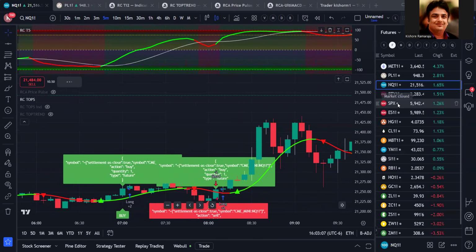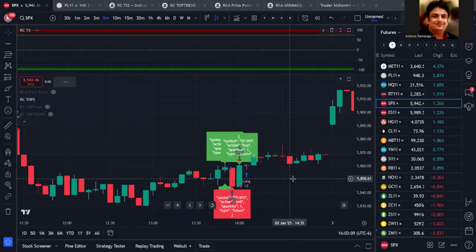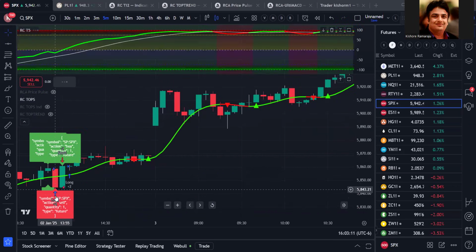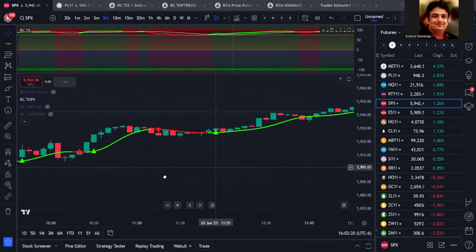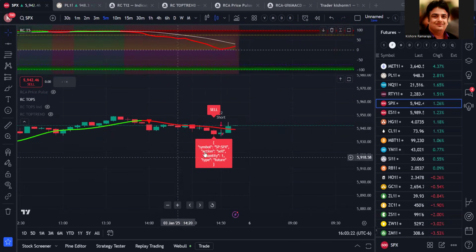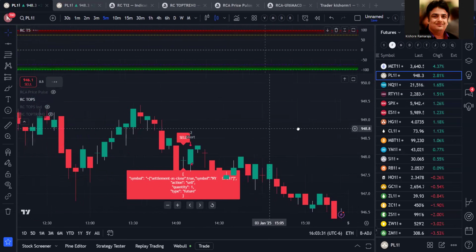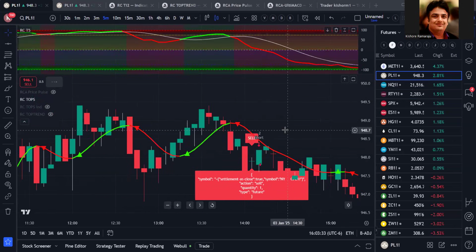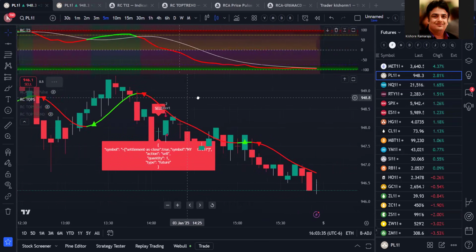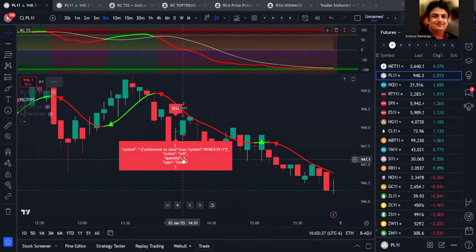Or you look at SPX. Only for a small time, one candle, it took a short, but immediately it started going up. It took a buy. It held the trade for nearly the last 15, 20 minutes. It took a sell. Until that time, it was in a buy position. It took a short here. So it will always do this.